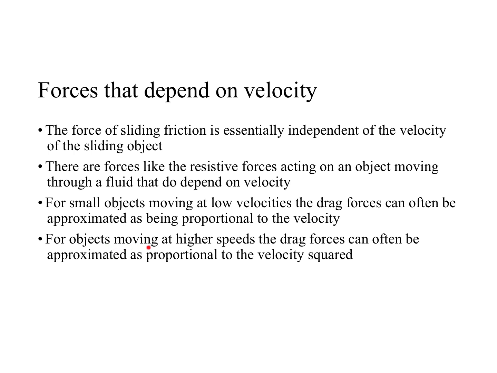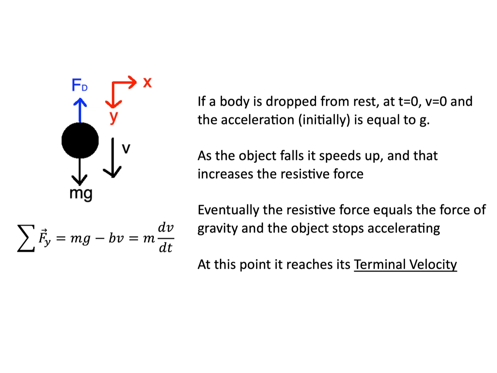And for objects moving at higher speeds, the drag forces can often be approximated as being proportional to the velocity squared. So that creates an even more pronounced effect. As the velocity goes up, the force goes up by the square of the velocity. In this video, we're going to look at the former case. The force is proportional to the velocity. And so the drag force is proportional to the velocity. How does that affect the motion? We're going to look at a very simple case to illustrate some of these ideas.